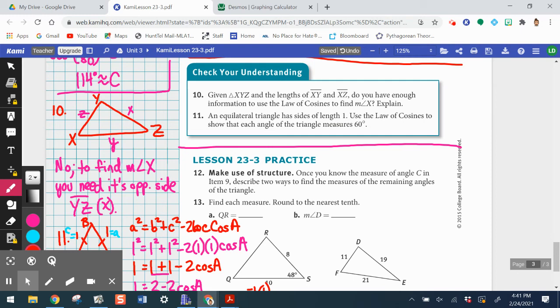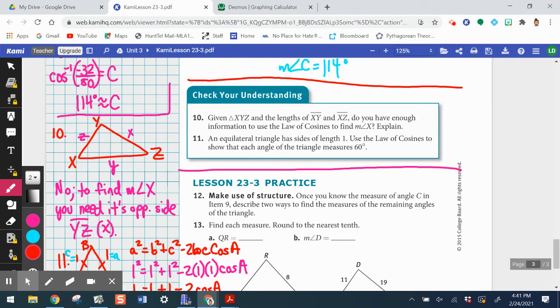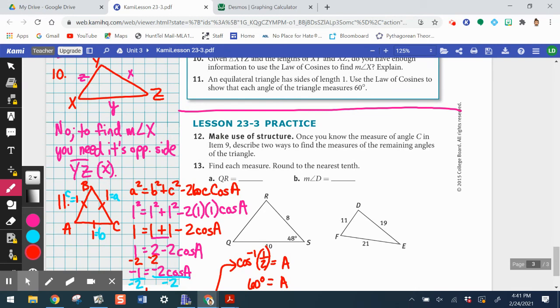So item 10 says, given triangle XYZ, we have no idea what it looks like other than it's a triangle. And we're given the lengths of XY, which I labeled Z, and XZ, which I labeled Y because it's opposite of vertex Y. Do you have enough information to use the law of cosines to find the measure of angle X? In other words, just like the previous problem where we found the measure of angle C, based on the information given here, do we have enough information to find the measure of angle X? Well, unfortunately, we don't.